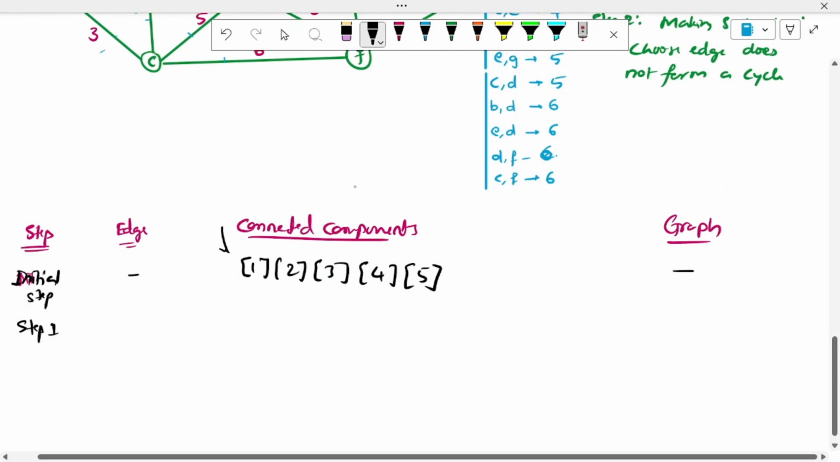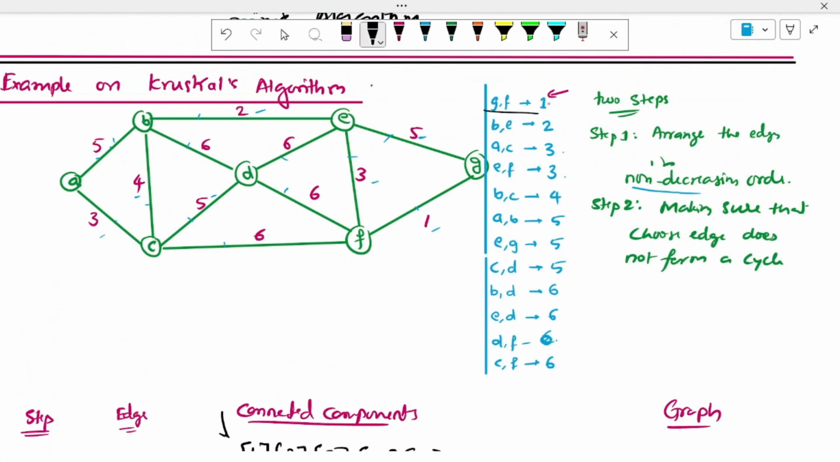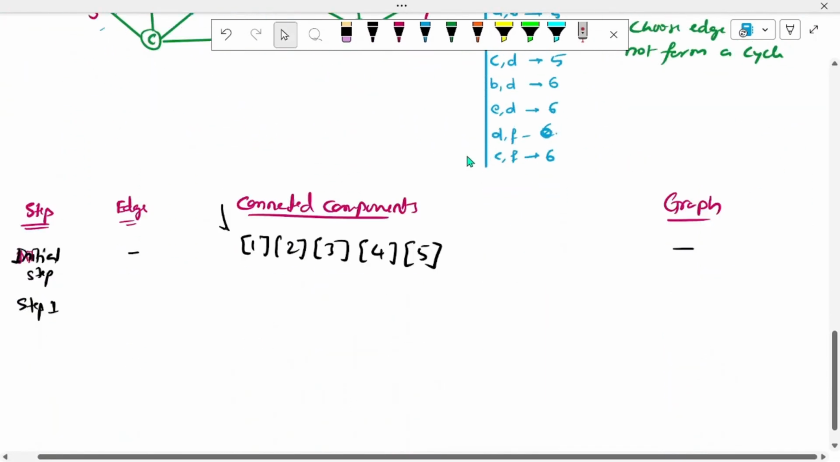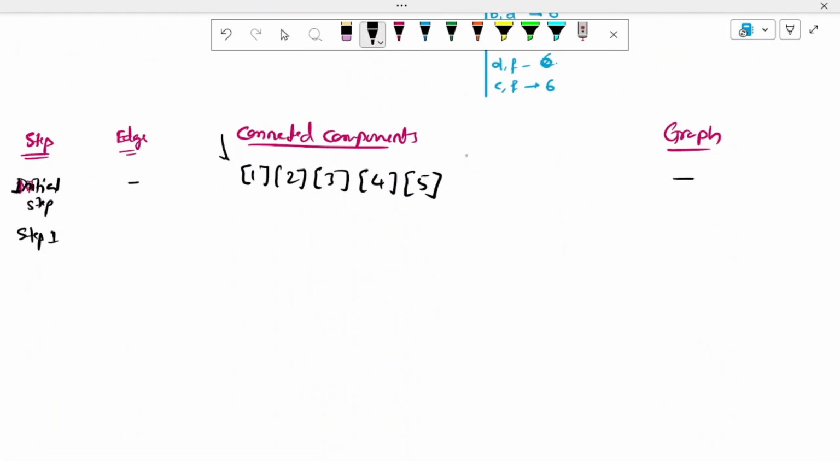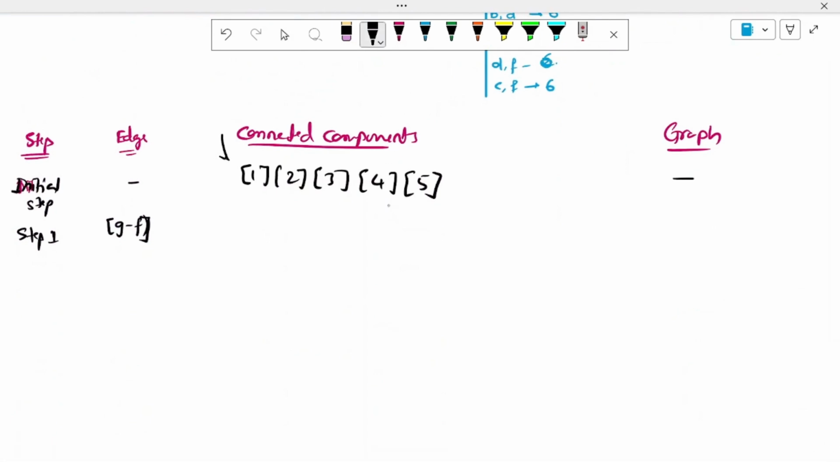In step 1, we are going to choose the first edge, that is GF, because the weight is 1. We are going to start from the first edge always. So I am going to choose an edge GF. When I connect GF, my graph is going to be something like this: F and G, and this is going to be 1.